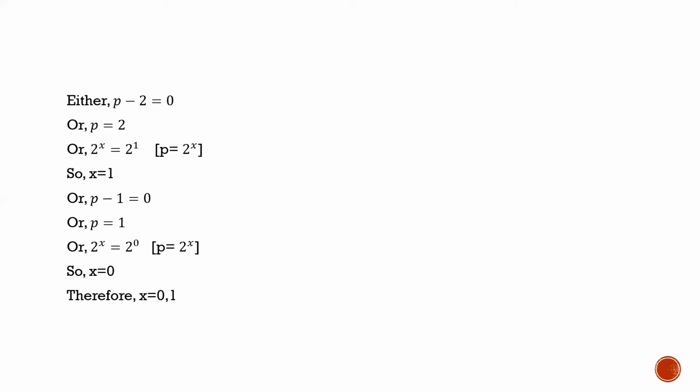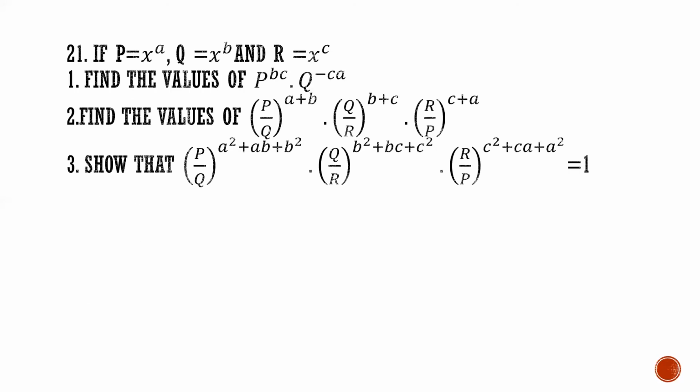This was all the maths from this chapter, and next math will be on the CQ 21. Here given, if p is equal to x to the power a, q is equal to x to the power b, and r is equal to x to the power c. We have to find the value of p to the power bc into q to the power minus ca.